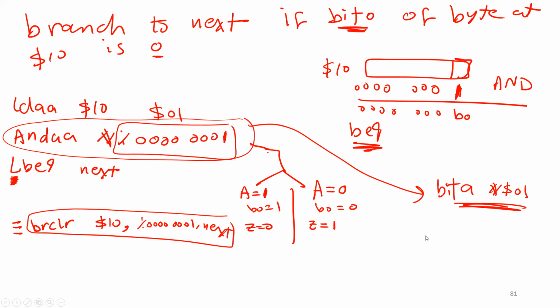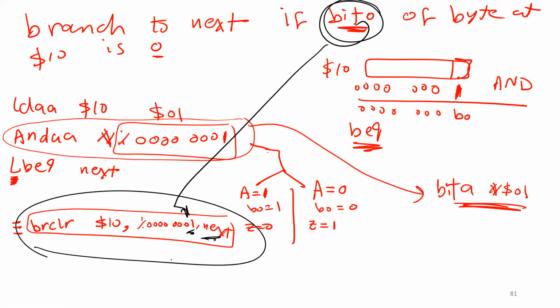Okay. So let's see if I do branch if clear. If I use branch if clear, it should be this way. I'm gonna say branch if clear. This is the address. So I'm saying, please, I wanna check the byte at this location. Is that okay? And this is a mask because I wanna check bit 0. That's why I put here 1. Okay. And then I put next. So just 1 instruction. Very simple. Very easy.